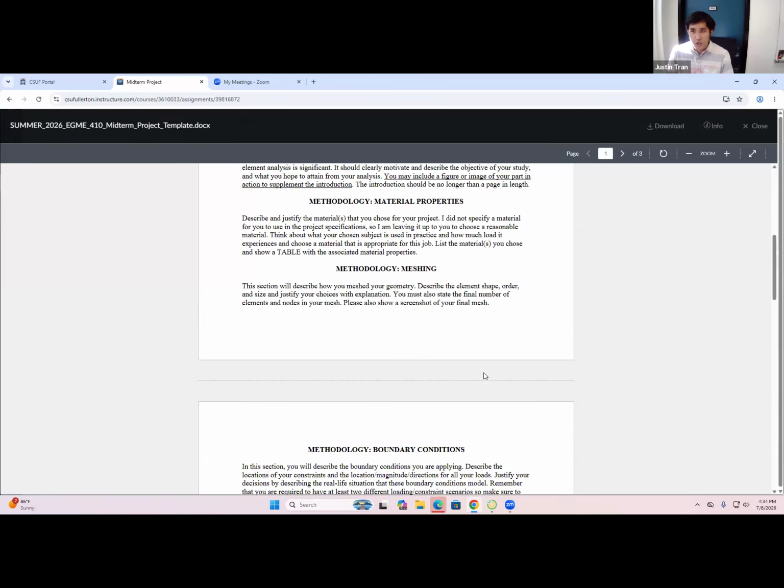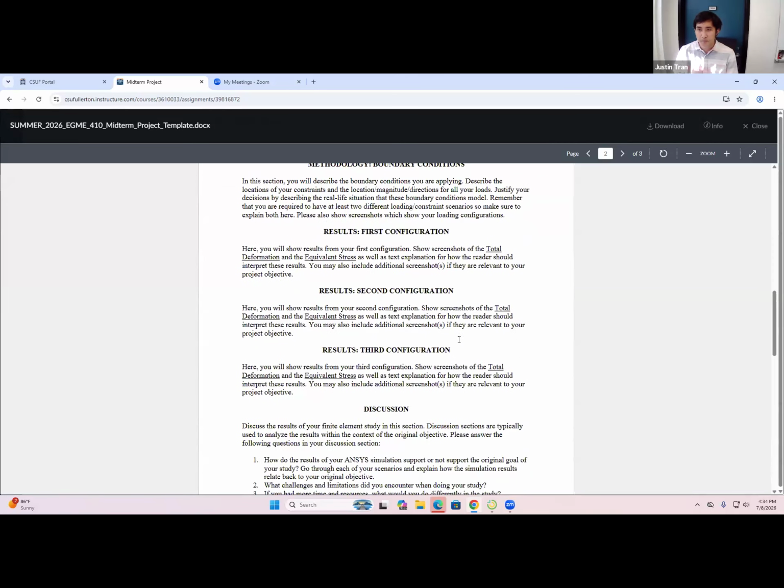Next, we have different sections for your methodology. We have a section for your material properties, for your meshing, and for the boundary conditions. This is where you're going to describe the decisions that you made as well as your justification for all of these different decisions. Next, we have all the results. We have the results for each of the three configurations here.